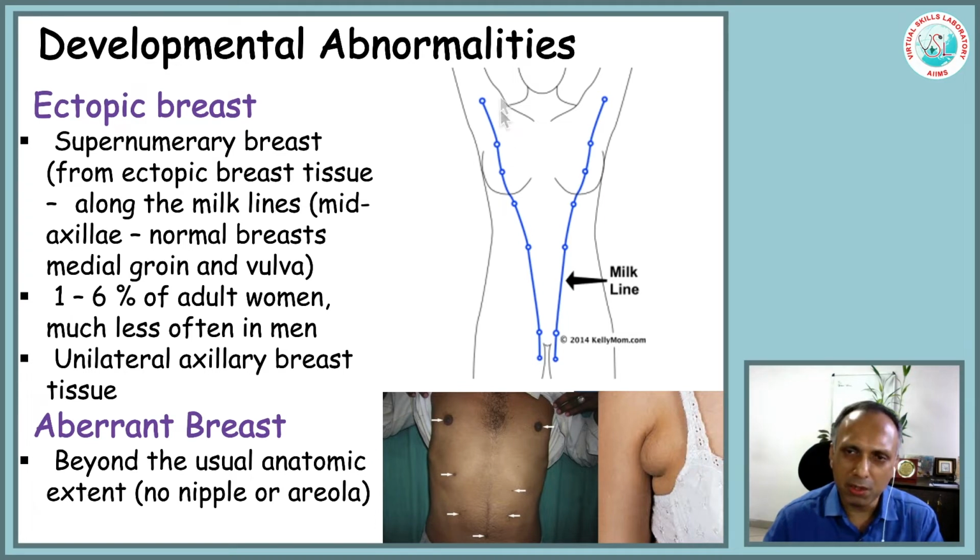You can also get unilateral axillary breast tissue. Now you call something aberrant breast tissue when it occurs beyond the usual milk lines, which is again a very rare condition, and in this case there is no nipple or areola.